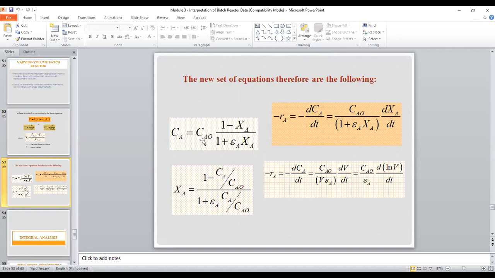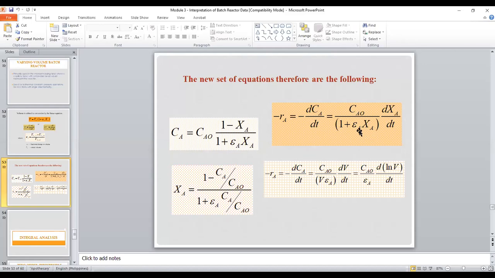If you notice, this one is the original CA when volume is constant. But if volume is not constant, you have added this expression in the denominator. This XA just came from here. So if you know this formula, the conversion can be solved out of this formula. So you have now 3 formulas.